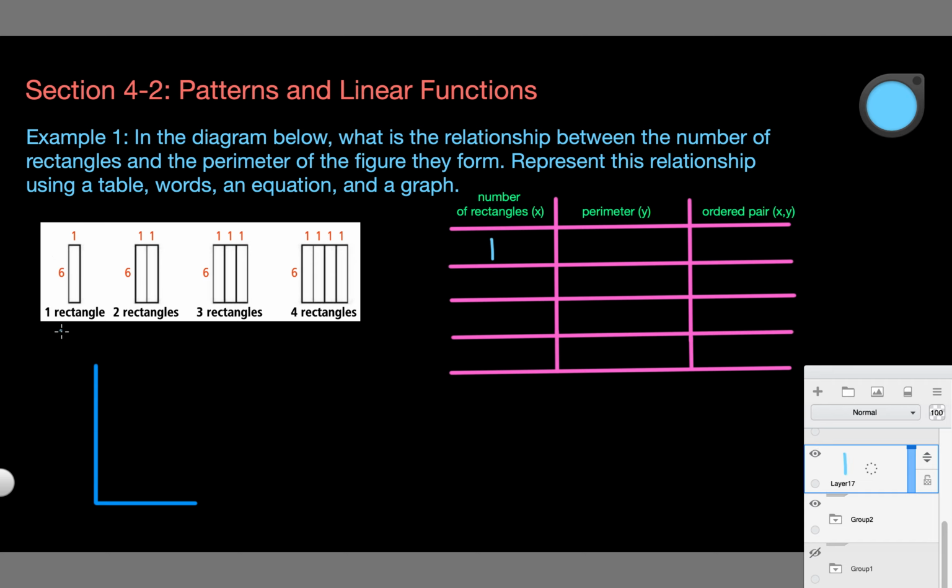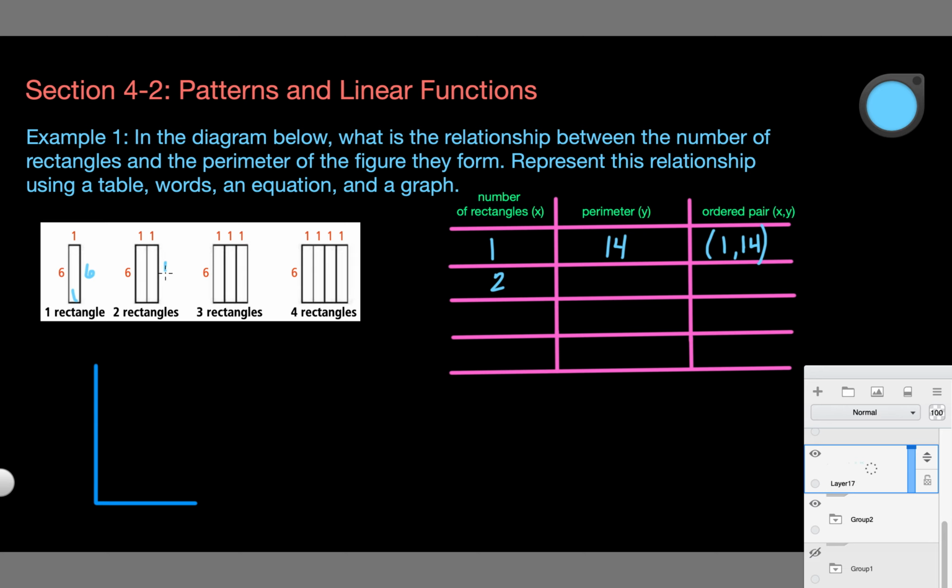I don't know why it's making points everywhere. So we have one rectangle right here. Now we know that rectangles have the same length and the same widths. So if we add up all the perimeters, we get 6 plus 1 plus 1, which is going to be 12, 13, 14. Our perimeter ends up being 14, meaning that our ordered pair, if we go to plot this, is 1, 14. Okay?